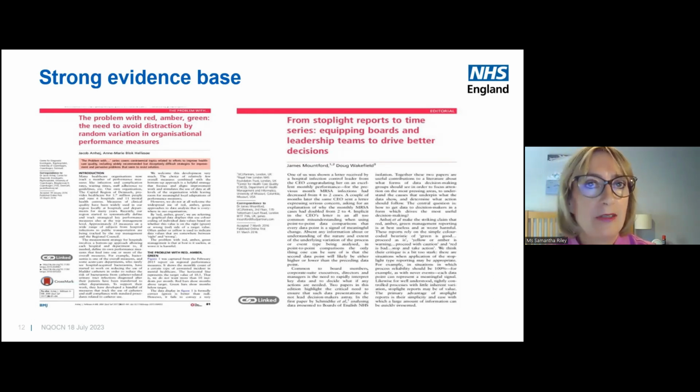This started in the manufacturing industry to try and measure defects in things that were being produced on the production line. But the approaches of SPC are highly applicable to healthcare. So here's a couple of examples of papers that demonstrate why those RAG reports are really bad, but there are hundreds of papers that relate to why this is very beneficial if we apply this approach to clinical data. So we've got a strong evidence base that if we use SPC, we make better decisions.